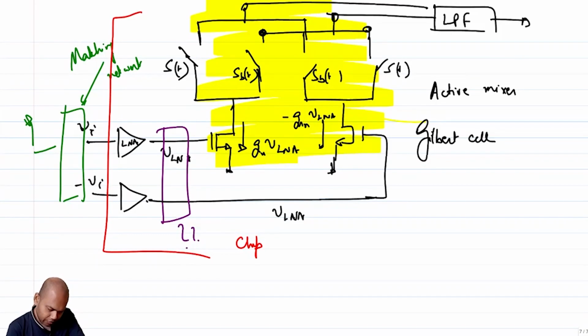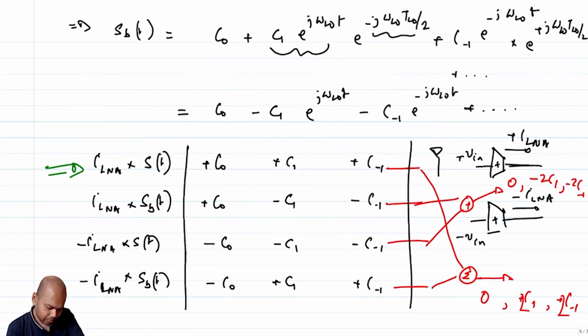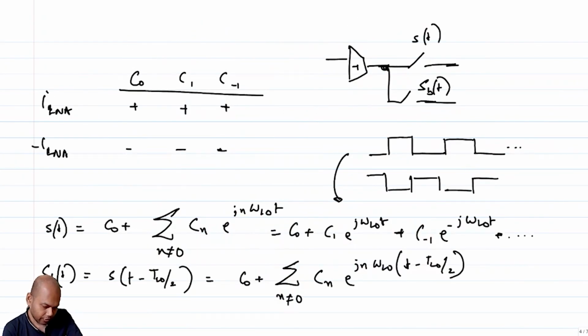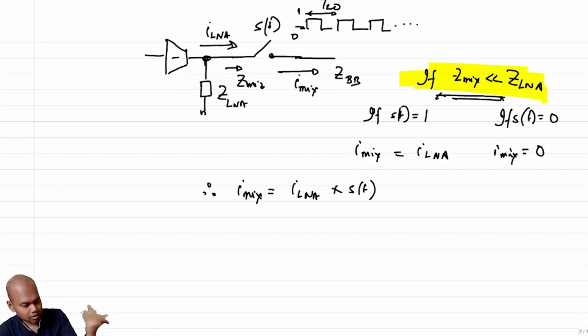Another thing that we should also take care of, it's probably better to get this clarified, is the fact that here I assume that if Z mix is much lesser than ZLNA, all the current from ILNA goes into the switches. But that need not necessarily be the case all the time, right?